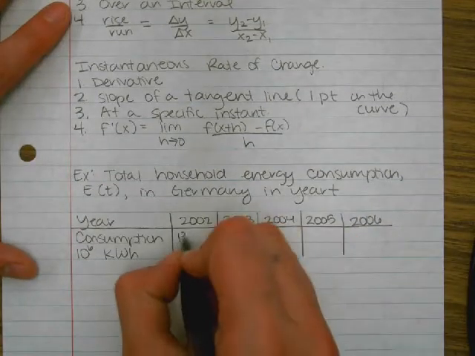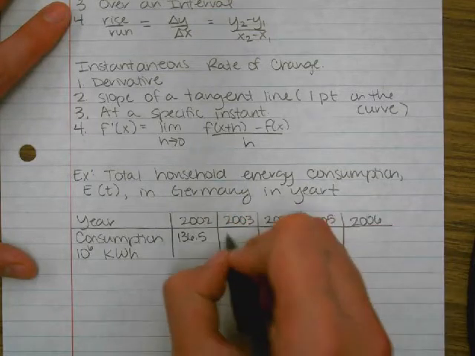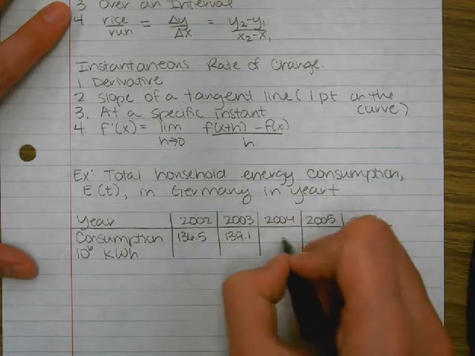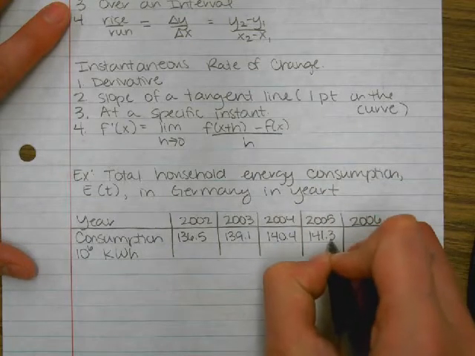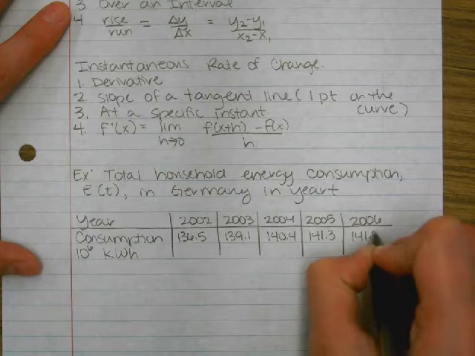And we're going to have 136.5, 139.1, 140.4, 141.3, 141.5.